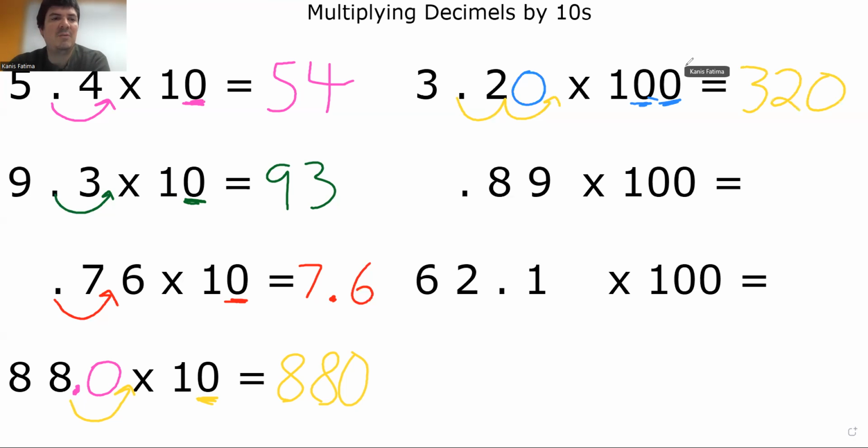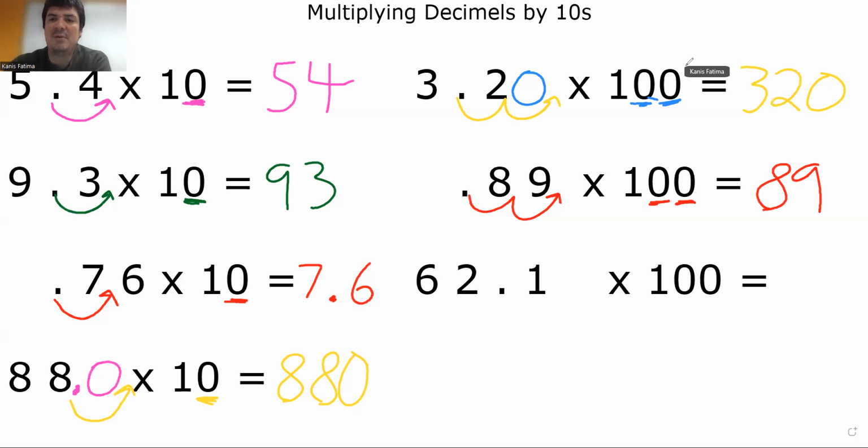Looking at the next problem, we have 0.89 times 100. Again, 100 has 2 zeros. So all we're doing is moving the decimal over 2 spots. So 0.89 times 100 is 89.